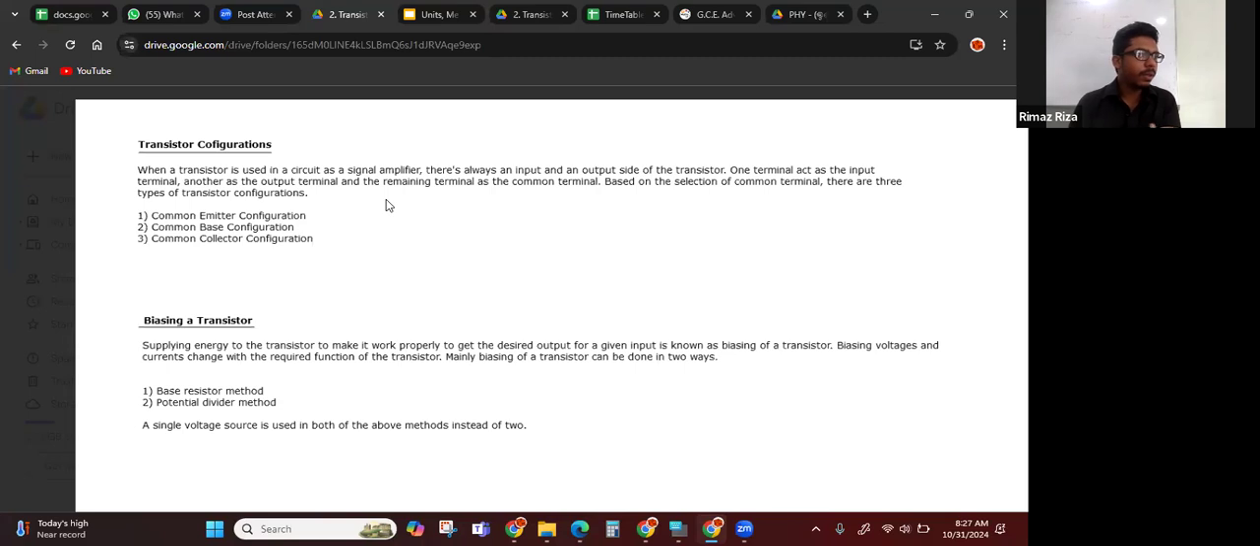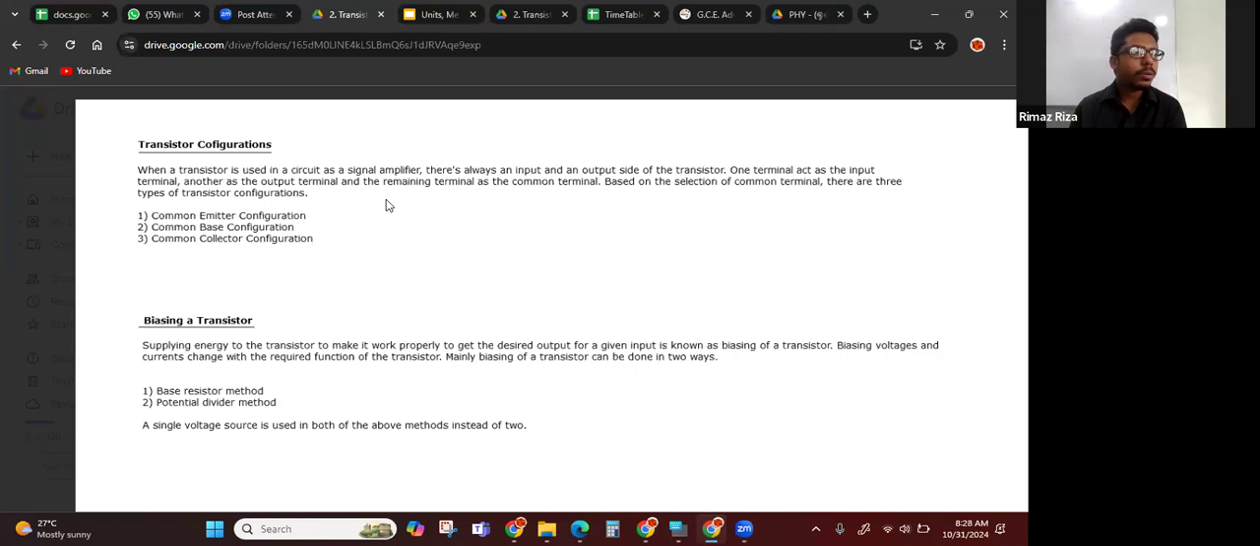There are three types of transistor configurations based on the selection of the common terminal. First one, common emitter configuration, common base configuration, common collector configuration. Okay, and then write down a subtopic. Now we are going to discuss each of these: common emitter configuration, common base configuration, common collector configuration.